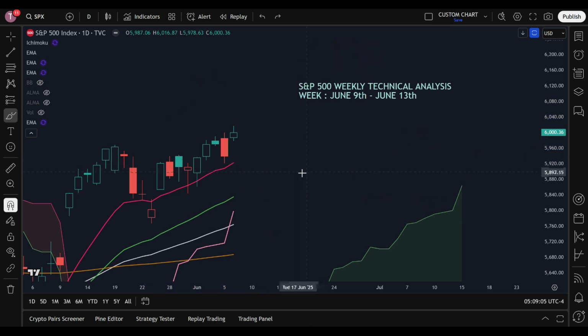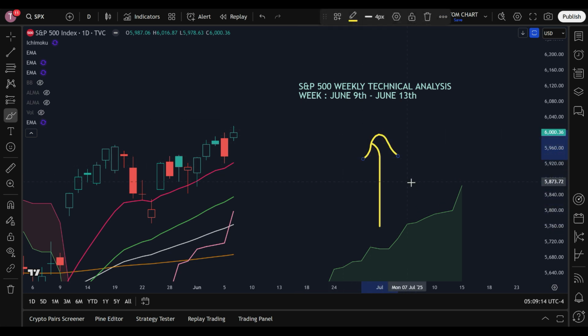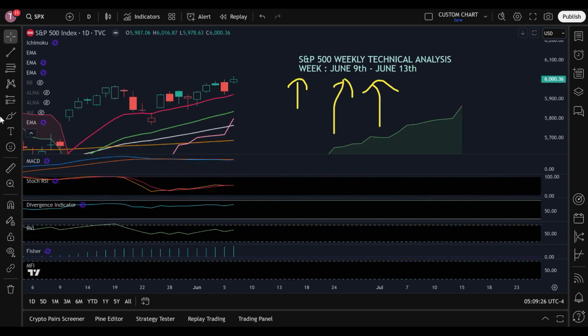Now let's analyze the technical indicators. And why I am saying 80% bullish. So in terms of the technicals, S&P 500 is bullish through the Ichimoku cloud on the daily chart. S&P 500 is bullish through the Bollinger Bands on the daily chart. S&P 500 is bullish through the moving averages on the daily chart. S&P 500 is bearish through the MACD on the daily chart. S&P 500 is bullish through the stochastic RSI on the daily chart.